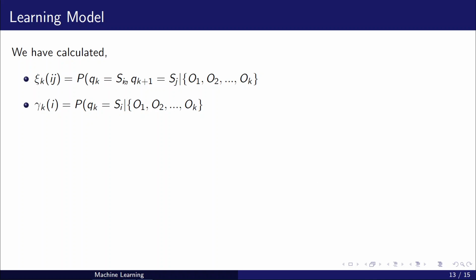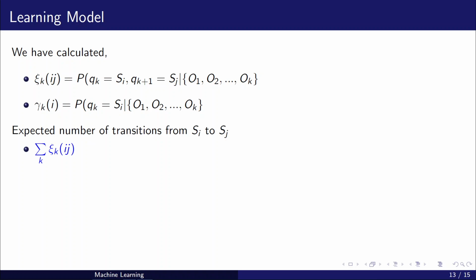you are at state si and at time k plus 1 you are at state sj, given this observation sequence. That is, this represents a transition from state si to sj under these two conditions. Gamma ki is half of this, that is, at time k you are at si, given this observation sequence.